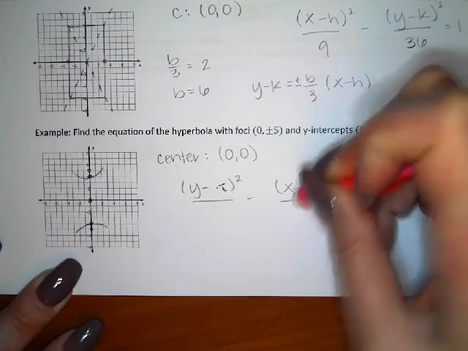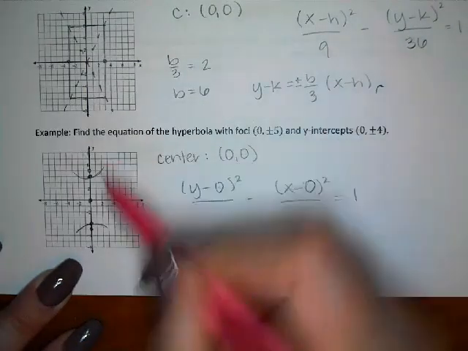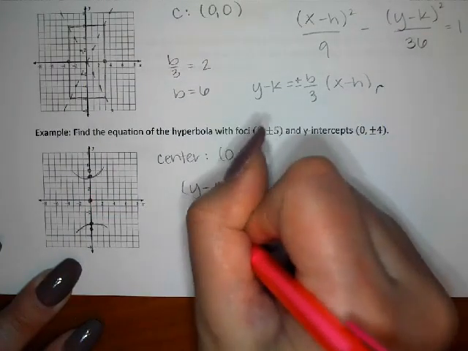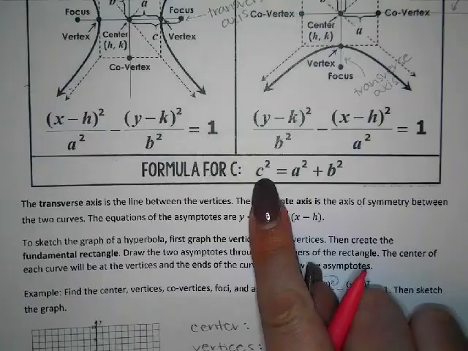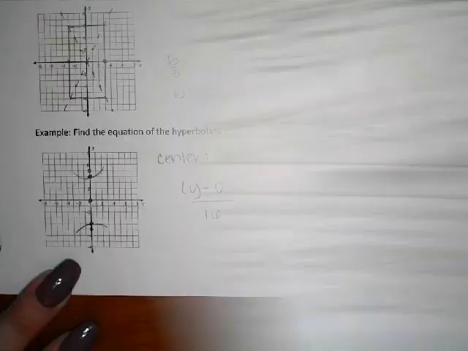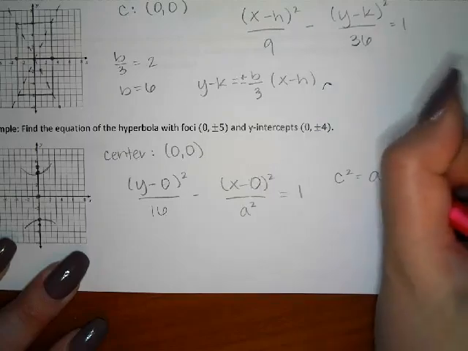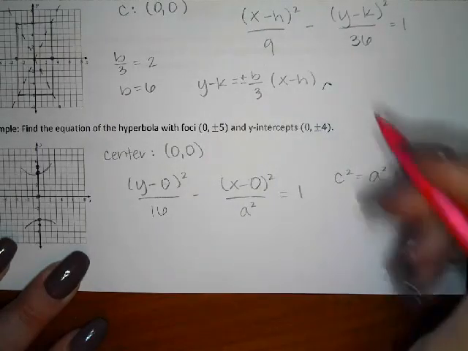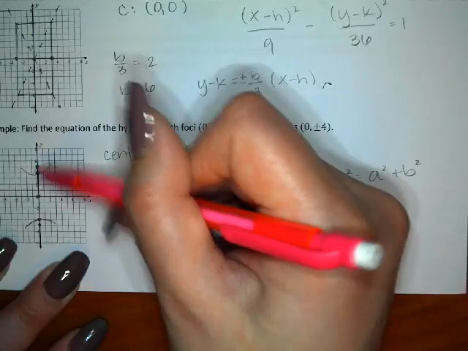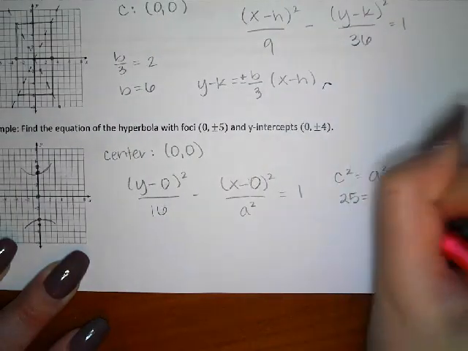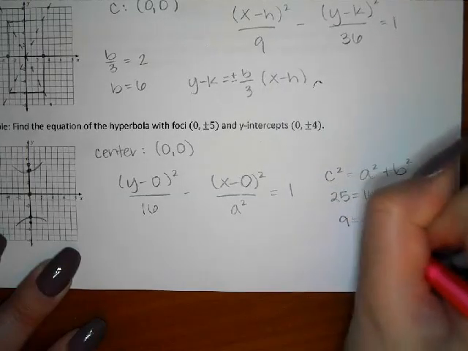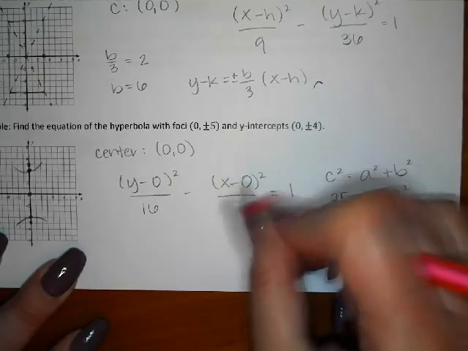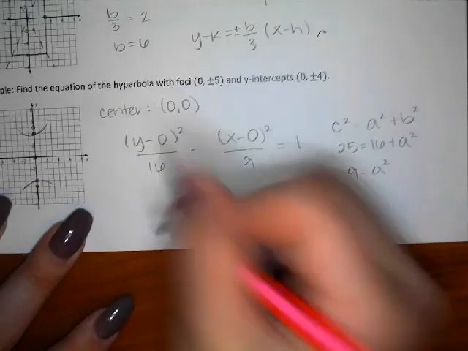And I can tell, 1, 2, 3, 4, that this is 16. 4 squared is 16. So now I'm going to use that formula that helps me find my c. C squared is the numbers underneath added together. So this is my a squared currently. It's the number I don't know. So c squared equals a squared plus b squared. The c value is 5, that's from the center to the focus, so 5 squared is 25, equals 16 plus a squared. And so if I subtract the 16 over, I get that the a squared is 9. And so that means that this right here would be 9. So the equation that I have for my hyperbola is y squared over 16 minus x squared over 9 equals 1.